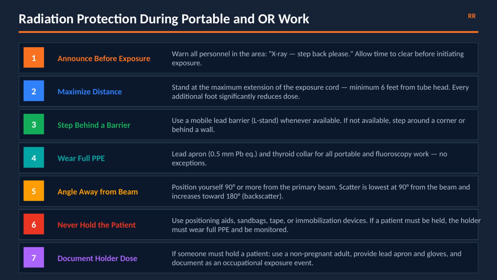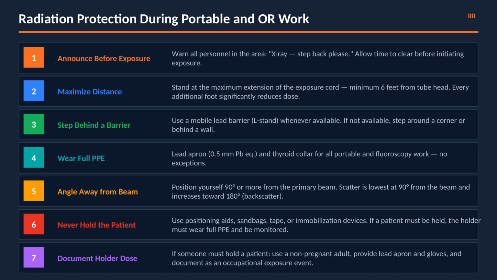Announce the exposure, X-ray, step back, and give everyone time to clear. Stand at full cord extension, minimum 6 feet from the tube. Position yourself 90 degrees from the primary beam. Use a mobile lead barrier whenever one is available. Wear your lead apron and thyroid collar. No exceptions. Never hold the patient.